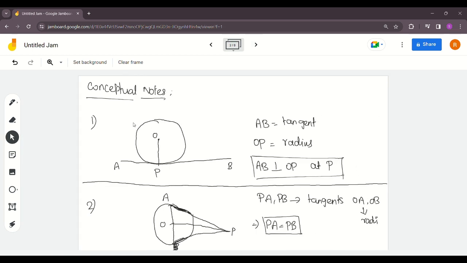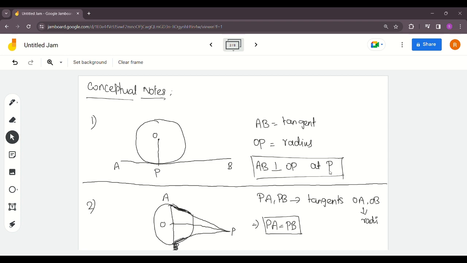In these conceptual notes, you can see that OP is nothing but the radius of the circle and AB is a tangent, because a tangent is a line which touches the circle at only one point. Here it touches the circle at P. So AB is a tangent and OP is the radius. There is one theorem: a tangent is always perpendicular to the radius at the point of contact. Tangent AB is perpendicular to the radius OP at the point of contact P.